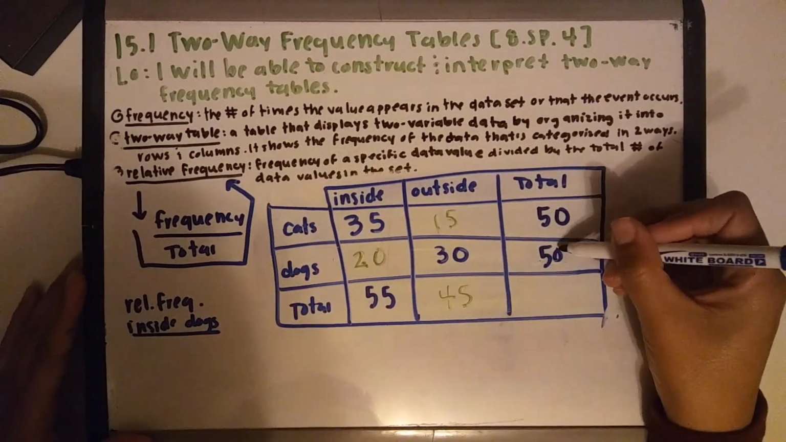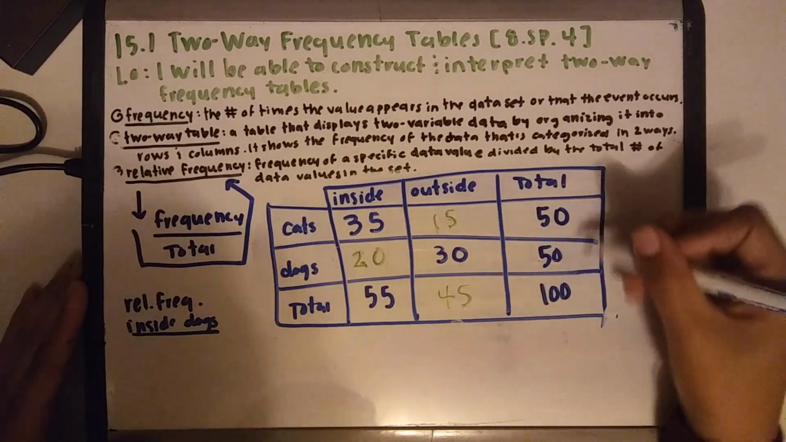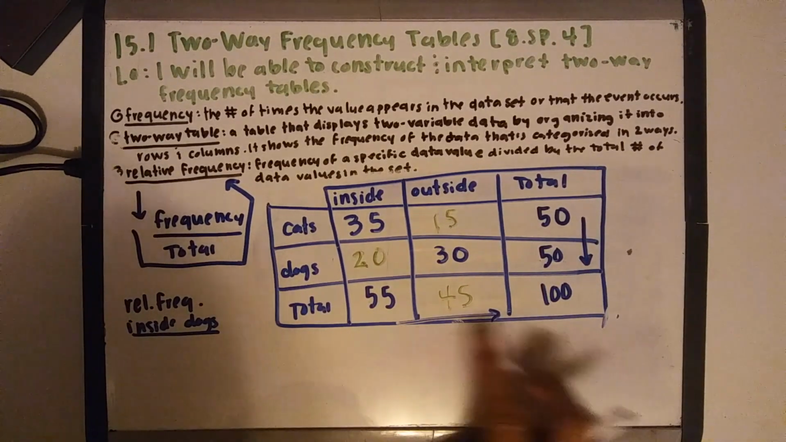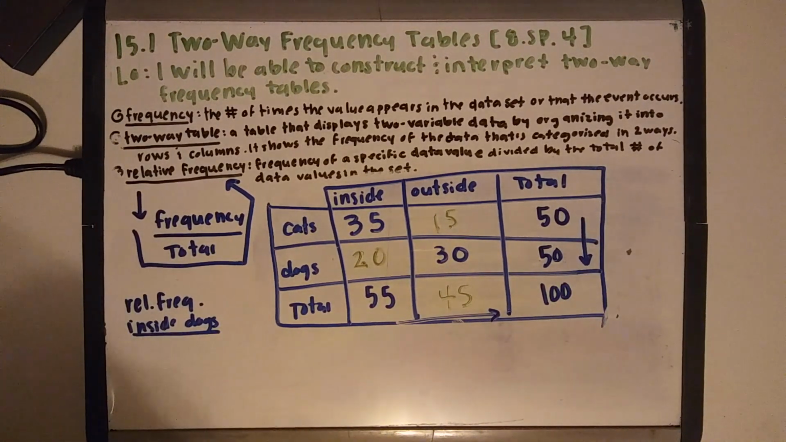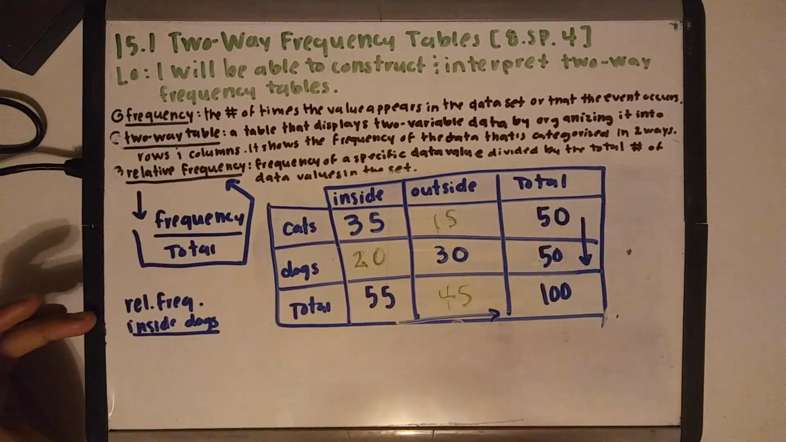And then I know that 50 plus 50 is 100, and I also know that 55 plus 45 is 100. So when you add these two, it should give you that. When you add these two, it should give you that. If they're not the same, when you add these two and these two, this is not the same matching number, that means something is wrong. Okay, and so I'm done making the table, and now the question is how to interpret.